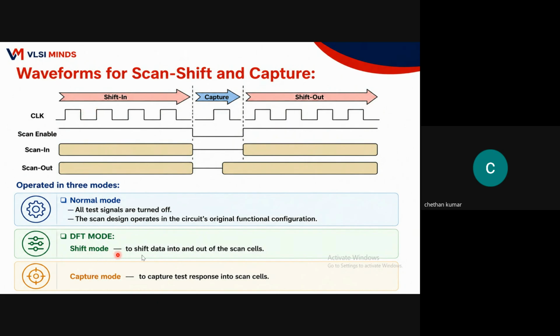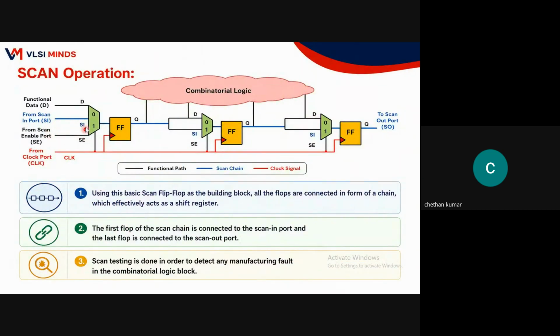Under test mode, we have shift mode, that means where scan enable is equal to high. You can see here, when the scan enable is high, the data will be taken from this path, this blue color line. It will be like a scan chain. All of these are connected in a chain, that's why all the scan cells are connected in a chain and it's called a scan chain. It acts like a shift register: based on the positive edge or active edge of the clock, the data will get shifted out.